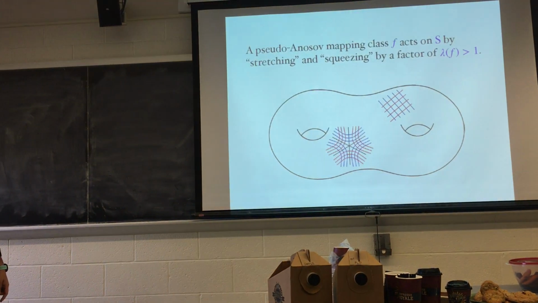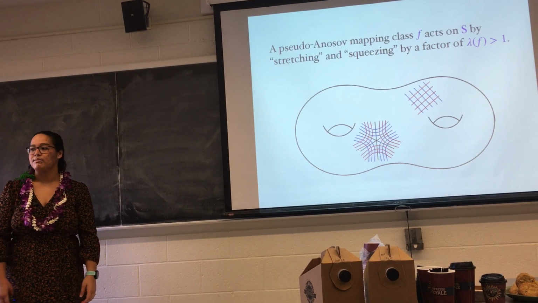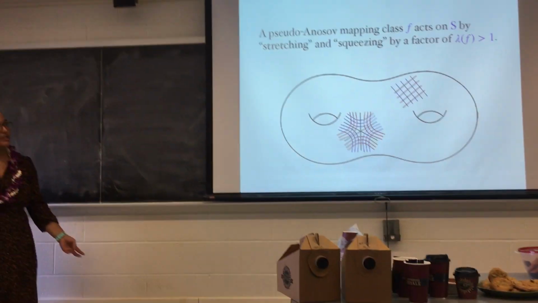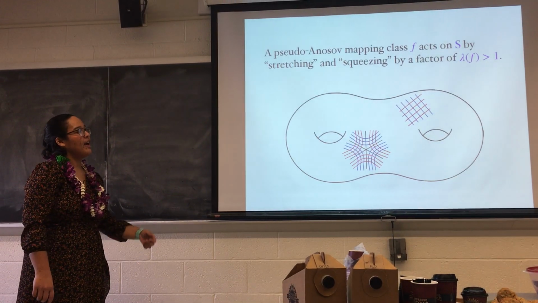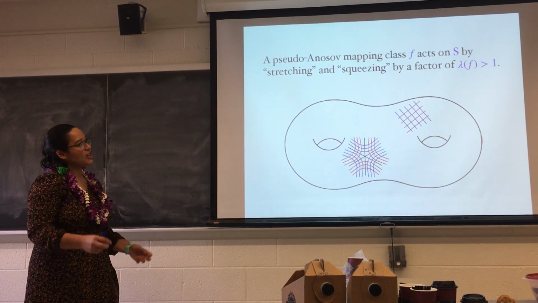So what is a pseudo-Anosov? A pseudo-Anosov is a mapping class which has a representative homeomorphism which comes equipped with a pair of transverse measured singular foliations. And F, our mapping class F, acts on these foliations in a really nice way. It acts by stretching and by squeezing.